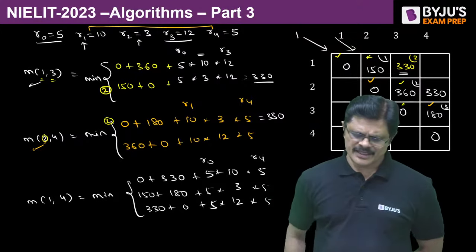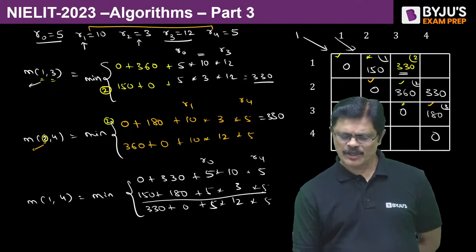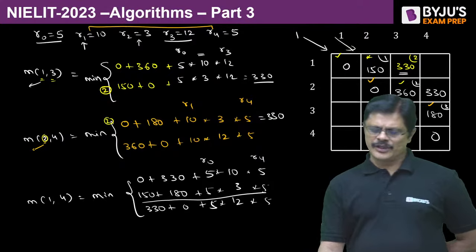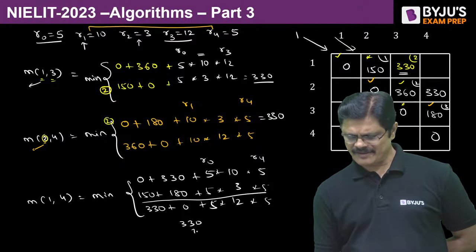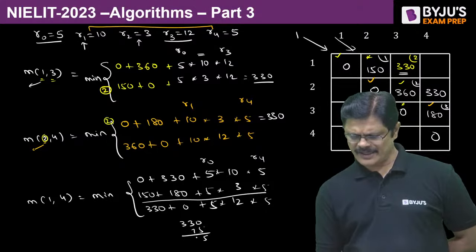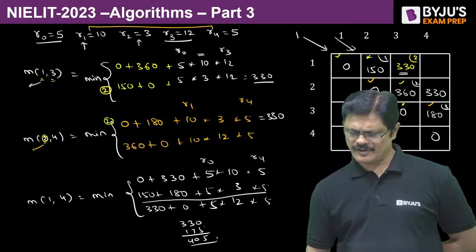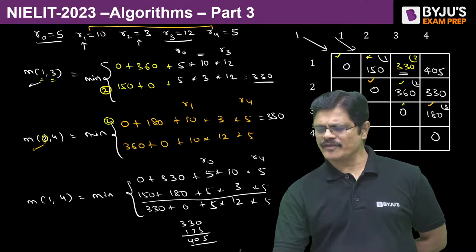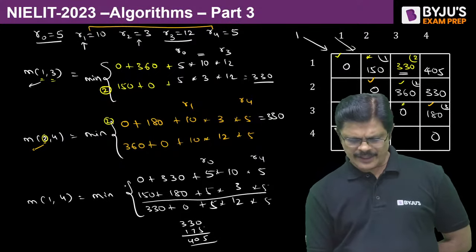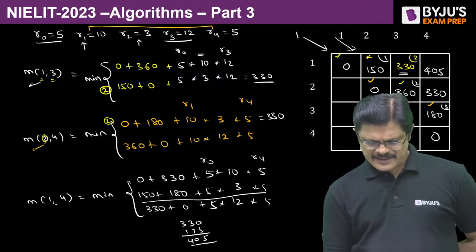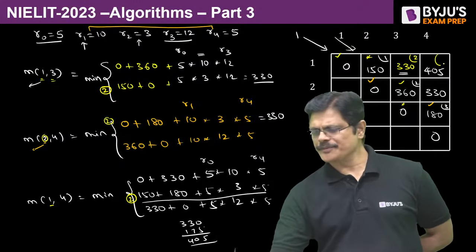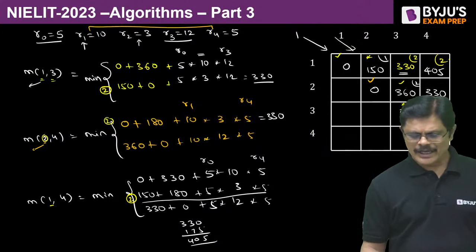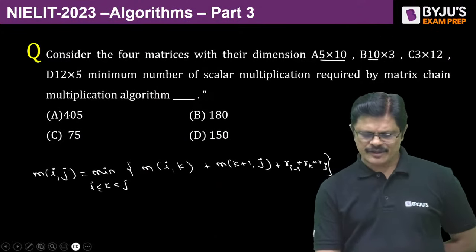So obviously, this one will give you the smallest value. It is like 330 plus 75, 5, 10, 405. So the answer is 405. And here you are going to take the second one. You are taking K 1, 2, 3. You are going to take the second value of K, means K is 2. So the answer for this problem is 405, my dear friends.